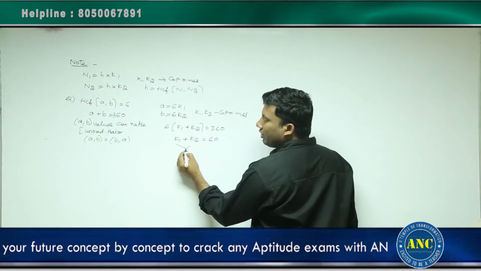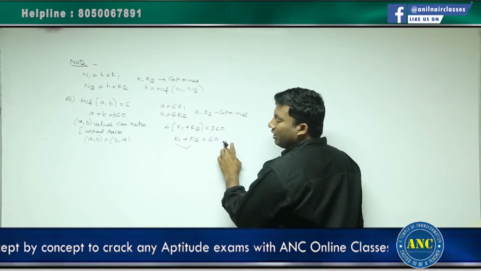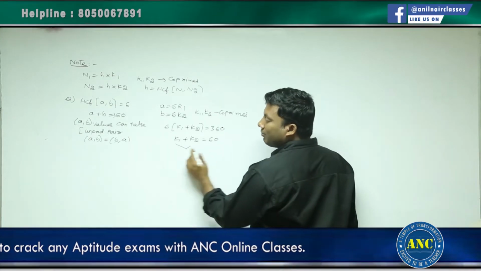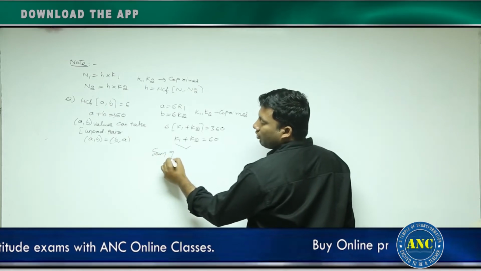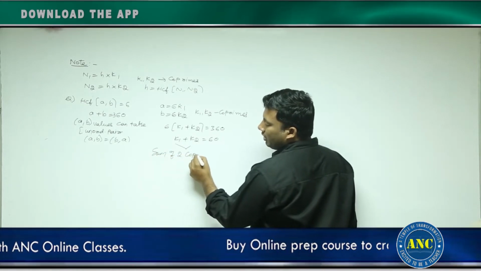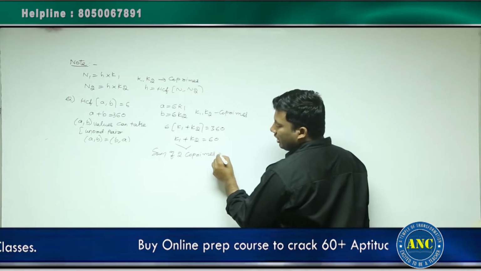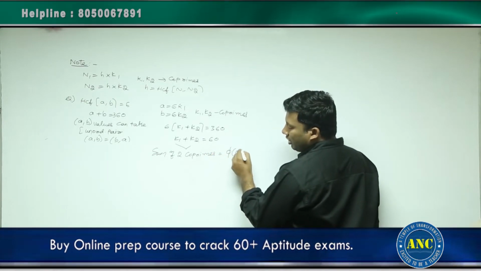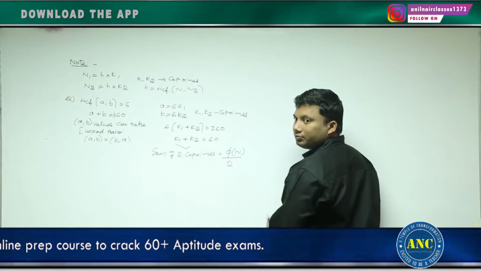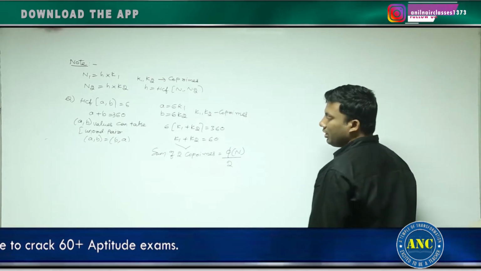What are K1 and K2? Coprimes. In how many ways can you write a number as a sum of two coprimes? It is given by quotient of n by 2.